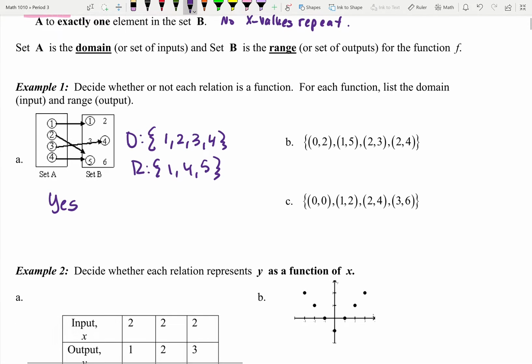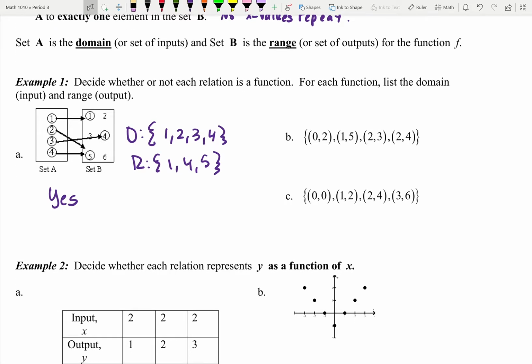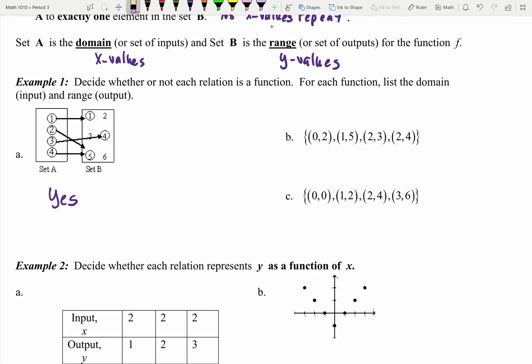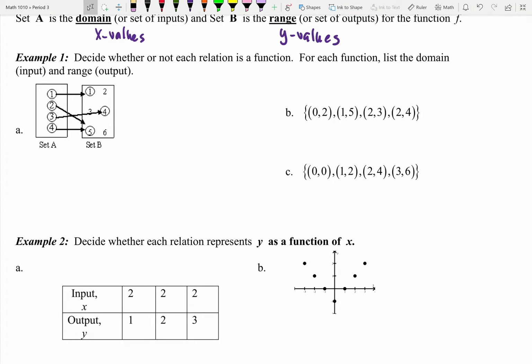So the domain is what goes in. And typically, that is a list of all of the x values. The range is what comes out, and that is just typically all of the y values. Okay? I started filling in your guys' notes to make sure everything was working the other day. So anyway, okay, example 1. Decide whether or not each relation is a function. If it is a function, list the domain and list the range.